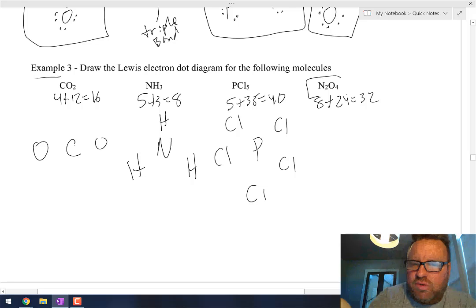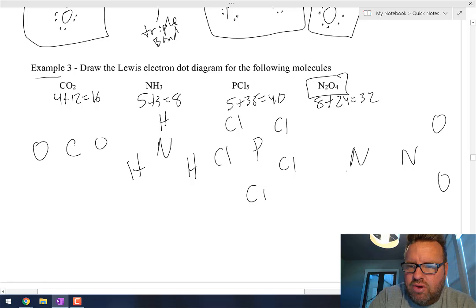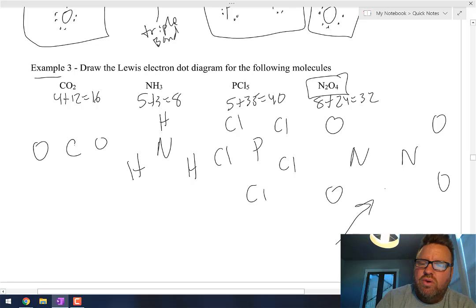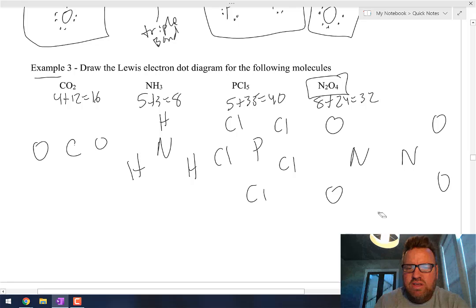Now, N2O4, something like this, I would help you. I would say, okay, this is how you draw it. You put the 2 N's, and then you put an O and an O. So I would draw this part here for you, and then you just got to do the rest. Okay, I wouldn't expect you to be able to draw that.